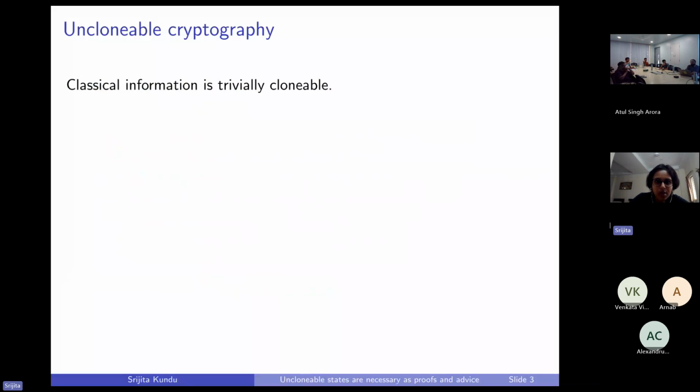So this unclonable property. There's a question. Is it okay to interrupt you, or do you prefer to have this question later? The previous slide.